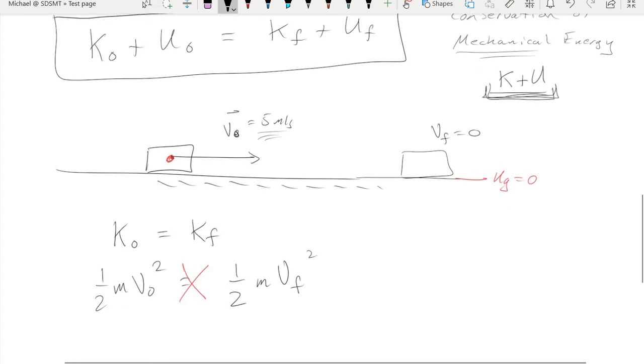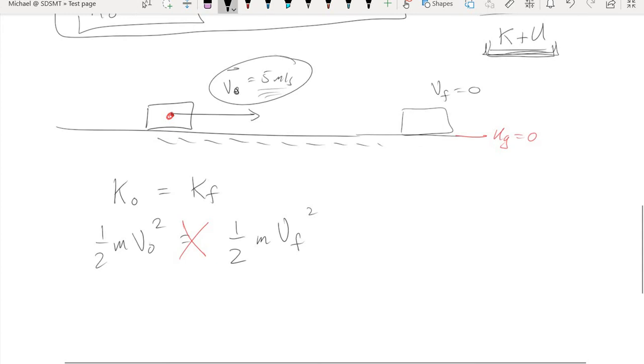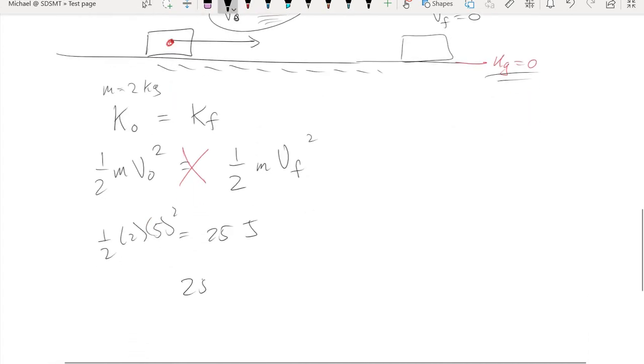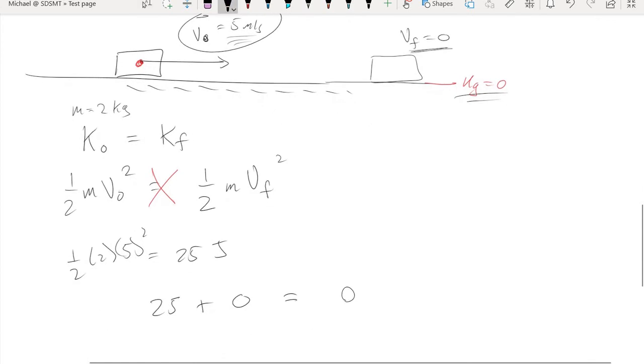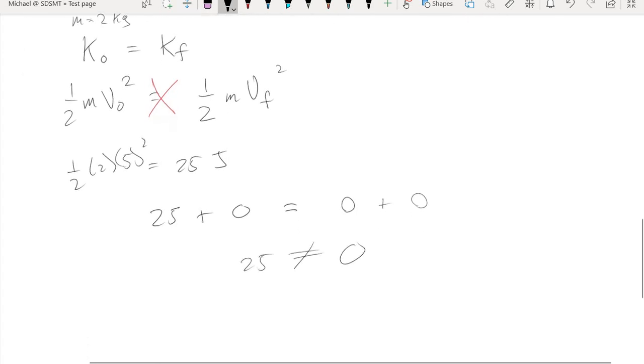But in this case, we started with some amount of energy in the amount of kinetic. If we want to give a mass to this, we could say the mass is 2. And so our initial kinetic energy would have been 25 joules. If we want to let the potential be 0 at ground level, that means we had 0 potential to start with. But then we come to a halt after sliding over this friction zone. We no longer have any kinetic energy, and we don't have any potential energy, and this is not right. That is not correct.